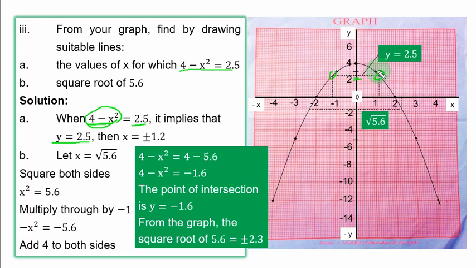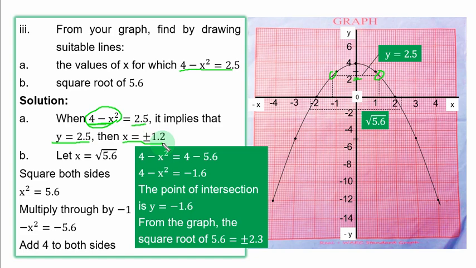When you trace to the s-axis, you have two lines after -1 and two lines after 1, and on the s-axis one line is 0.1. So you have -1.2 and +1.2 as the values of s when y is equal to 2.5, and that becomes the solution to that equation. So s is equal to plus or minus 1.2.